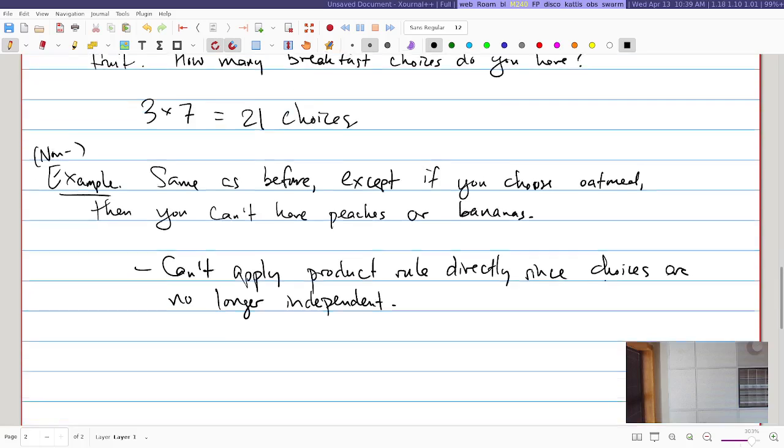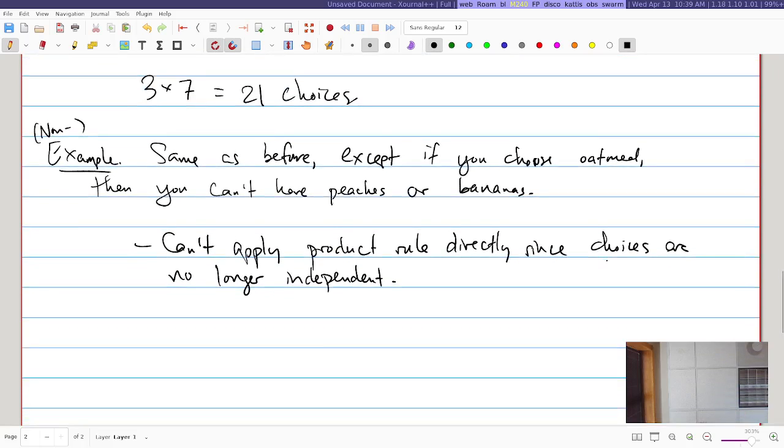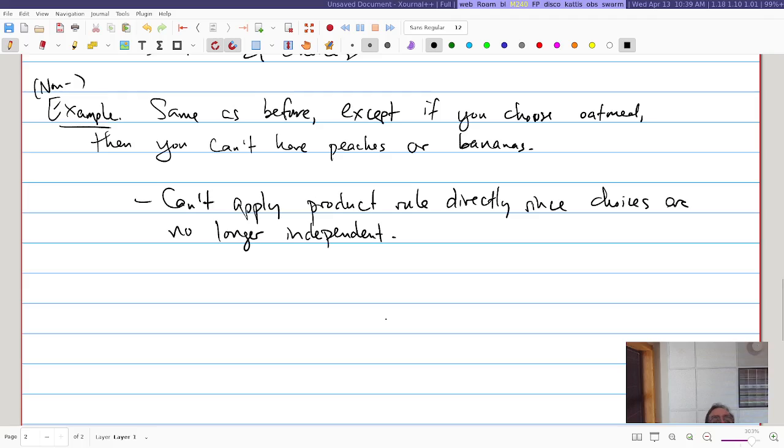I mean, yes. In this example, it seems clear that we've just basically removed 2 choices. We've removed oatmeal and peaches and oatmeal and bananas, so we can just subtract 2 from 21. And that's correct, but we'll come back to that later.